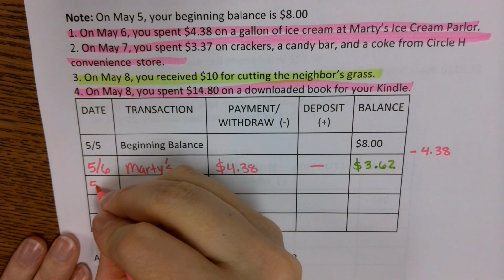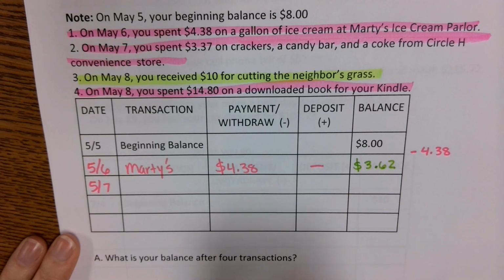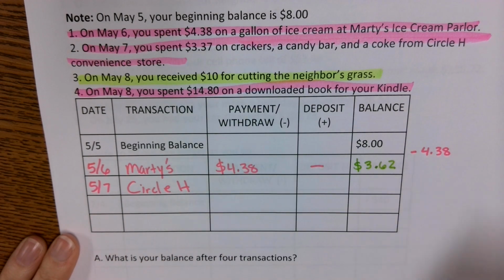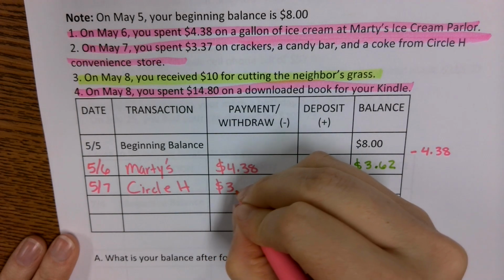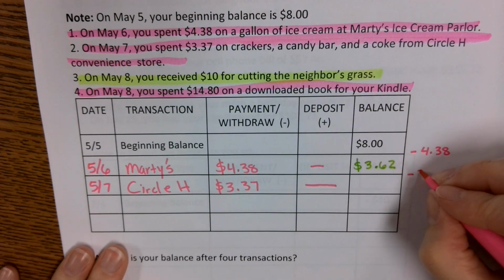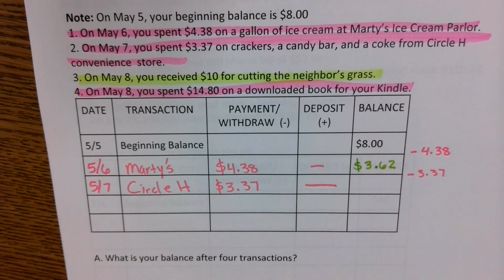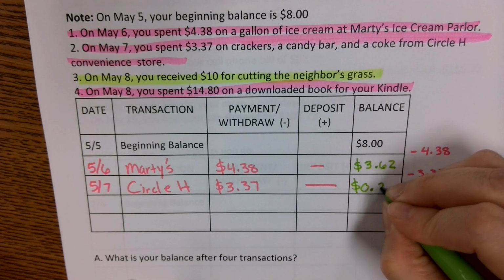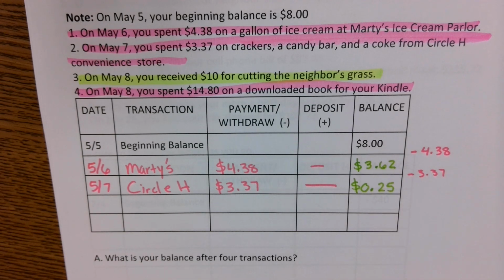Then on the 7th, we now had another transaction at Circle H. That was for $3.37 from the account. So we're going to subtract $3.37 away from our account. We still have a positive amount of money, but we only have 25 cents left in the account.